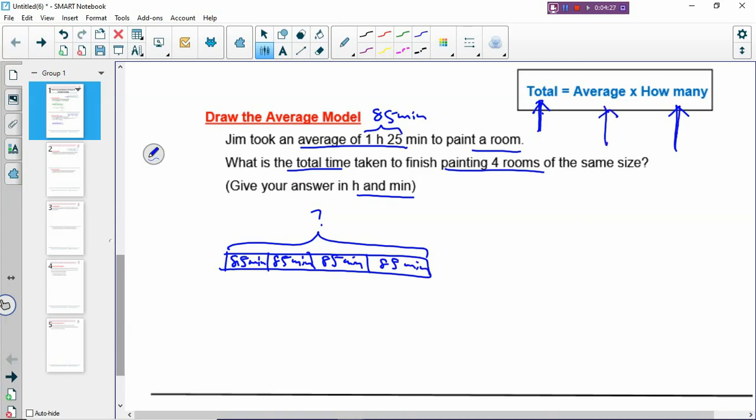I got the how many rooms, which is 4 rooms, right? 4 rooms. So I can find the question mark already. I can find the total time taken. So how do you find the total time taken? You take the average, which is 85 minutes, and then you multiply by how many rooms, which is 4. That gives 340 minutes. Okay, so that's how you find the total time taken.